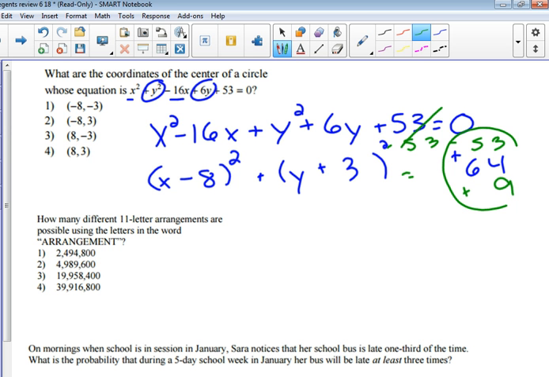So at the end, if you want to figure out what the r squared is, we're going to add all those together. So let's see, 64 minus 53 is going to give us 11. Yep, awesome. All right, so this is what it is.